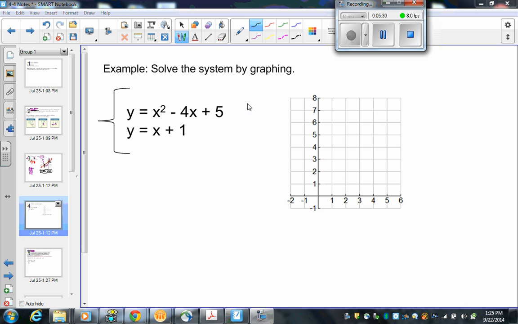Why don't you take a second to try this one by graphing. So hit pause and see if you can graph the two equations and find their intersection points.